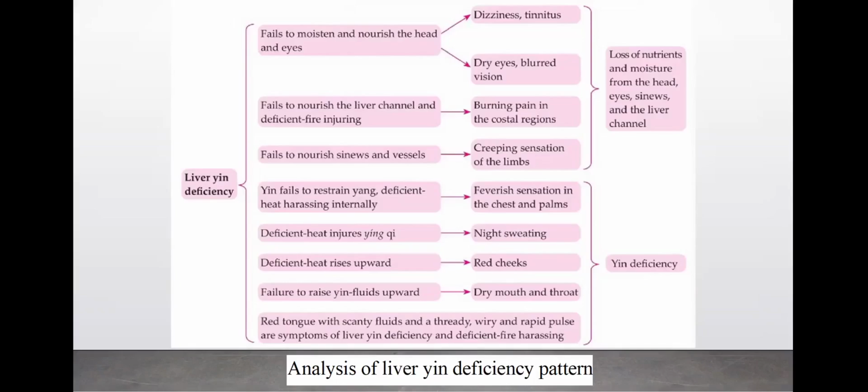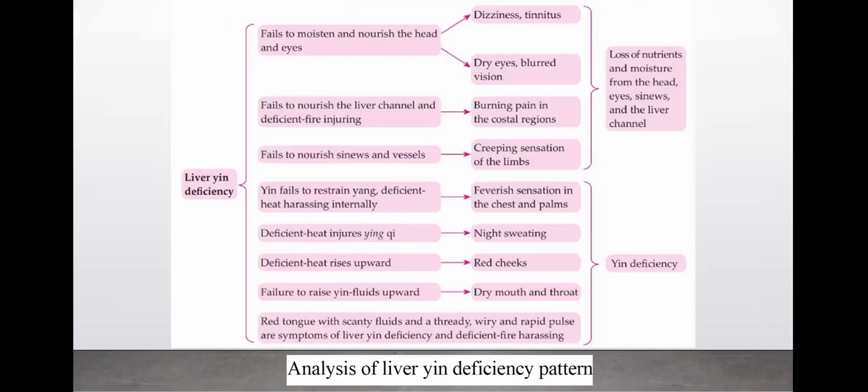Next, yin fails to restrain yang, and deficient heat harasses internally. There is a feverish sensation in the chest and palms. Deficient heat consumes yin qi. There is night sweating. Deficient heat rises upward, causing red cheeks. Failure to raise yin fluids upward causes dry mouth and throat.